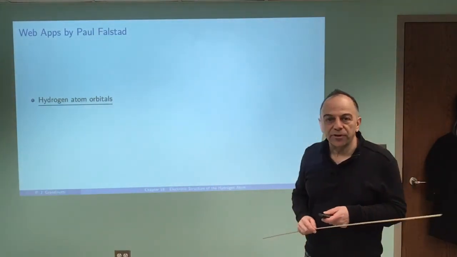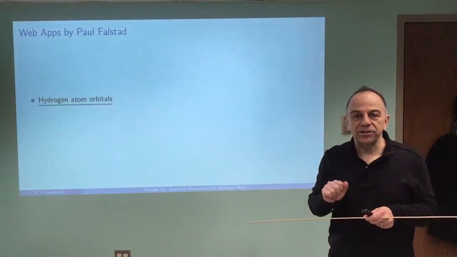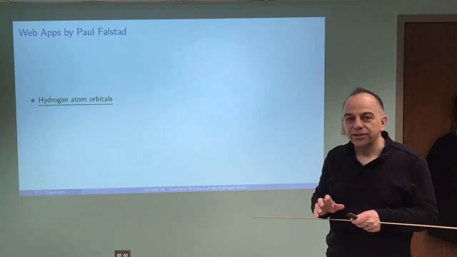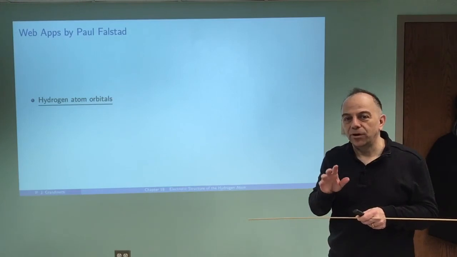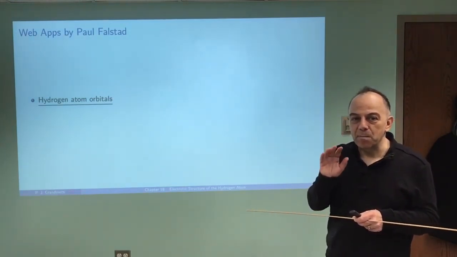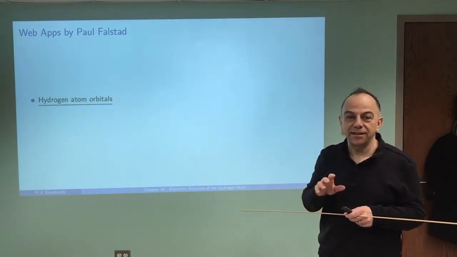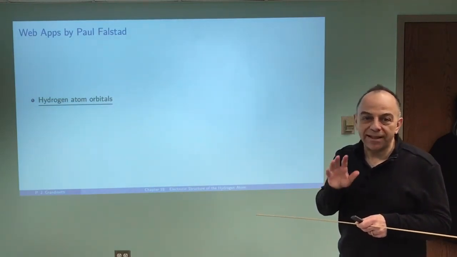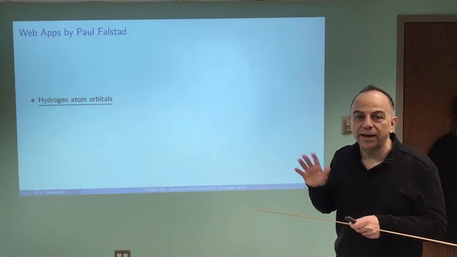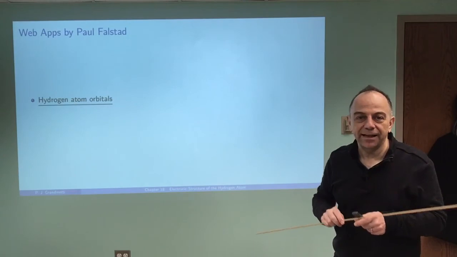So that's it for this chapter. We finished the hydrogen atom, and next we will start looking at another quantum number that was missed in this treatment, which is the spin quantum number, and we'll look at how that was discovered and how we're going to incorporate that into our picture in the next chapter.